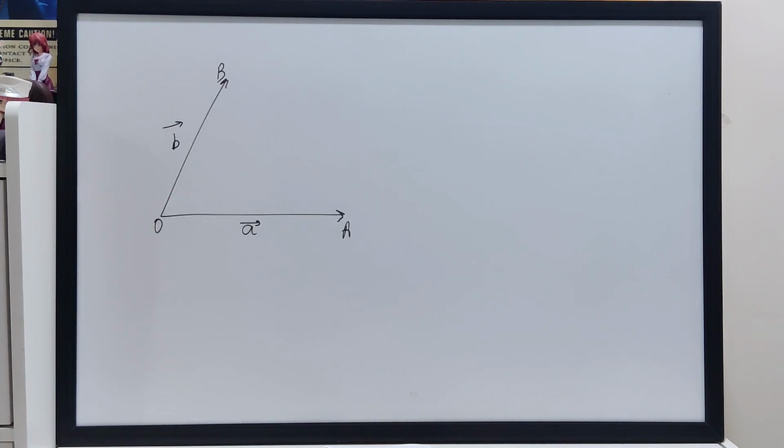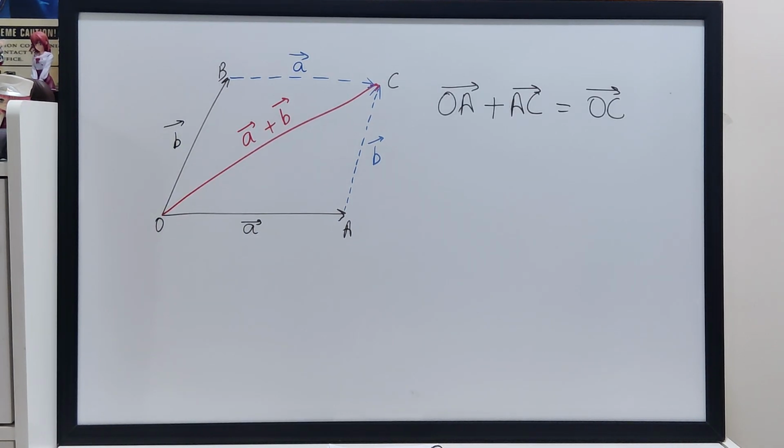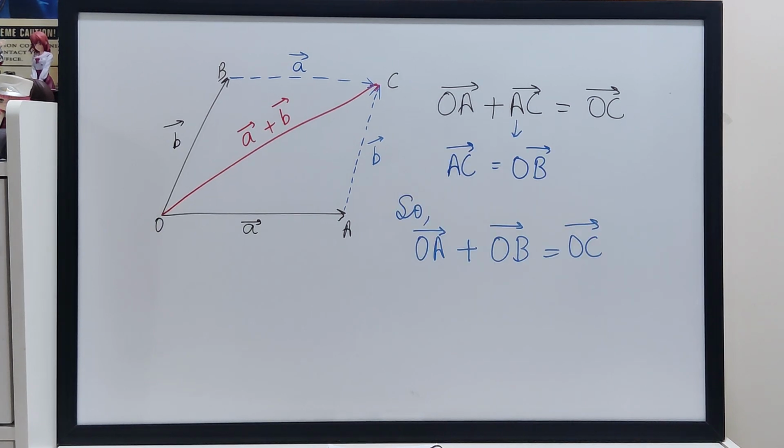Let's take another case of a parallelogram. How will you take out the resultant? Simply draw parallels. So the resultant will be A plus B. Now this is known as parallelogram law of vector addition. From the figure, we can conclude that vector OA plus vector AC is equal to vector OC. Since AC is equal to OB, we can write the equation as OA plus OB equals OC.